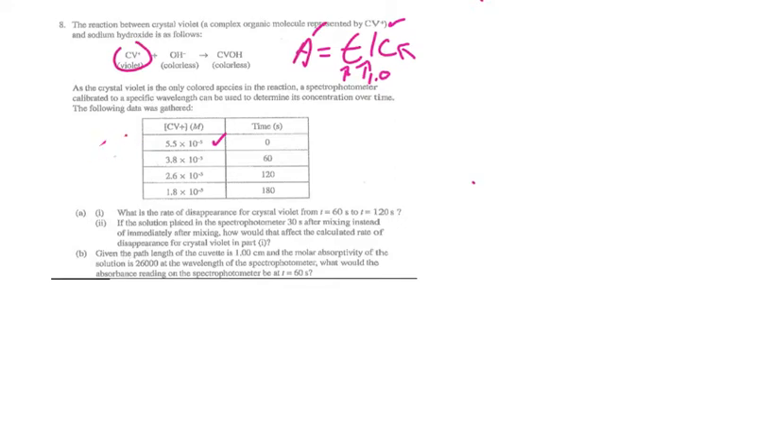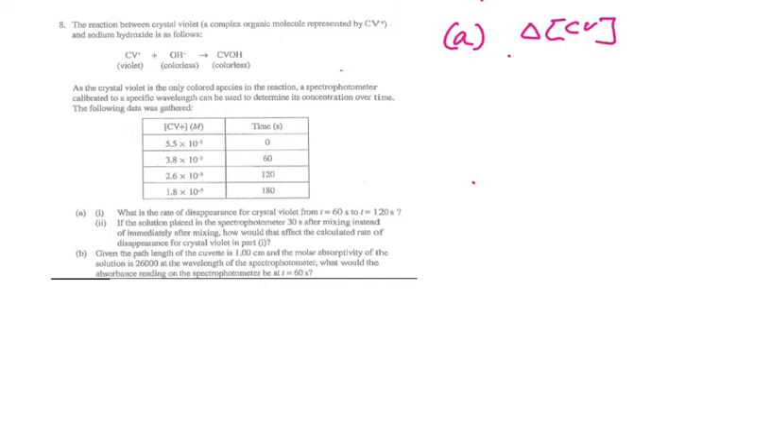All right, so let me erase some of this stuff. Since they already gave us concentration, we don't have to worry about that, but just be aware that it's out there. Okay, then let's look at A. They say in A, what is the rate of disappearance for crystal violet from 60 to 120 seconds? Because crystal violet is a reactant, it will be going down in concentration, as we can see here. And so if we're going from 60 to 120 seconds, remember that the definition of rate is change in concentration over change in time. Well, that's not too bad to do.